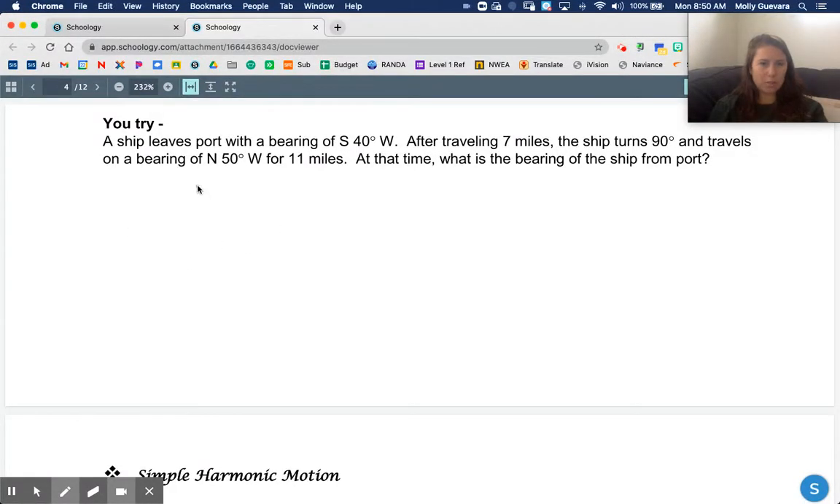Okay, so let's start with, I'm going to draw my north-south line. I have to have those north-south lines. And I'm going to call this my port. Now, the ship starts at south 40 degrees west. So the ship goes this direction, where this right here is 40 degrees. And it travels along there for 7 miles.